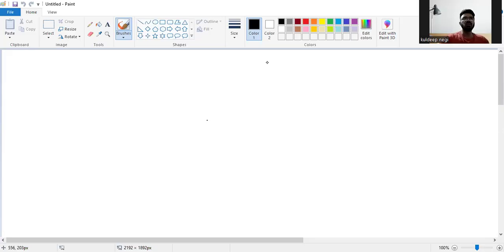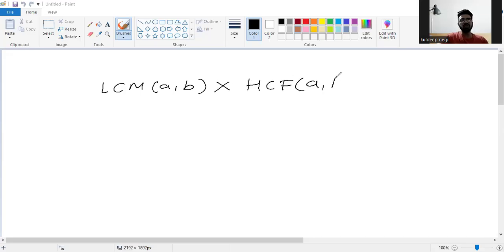The first formula is of LCM and HCF, a very simple formula. The LCM of any two numbers, A and B, and the HCF of two numbers: if you find the product of the LCM and HCF, then it is equal to the product of those two numbers. That is the first formula for arithmetic.